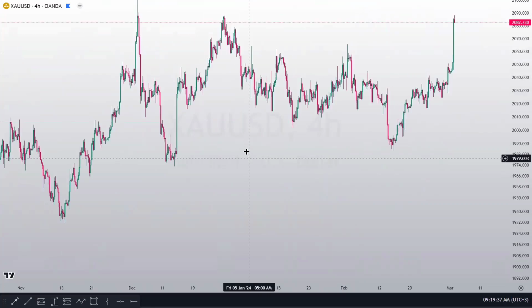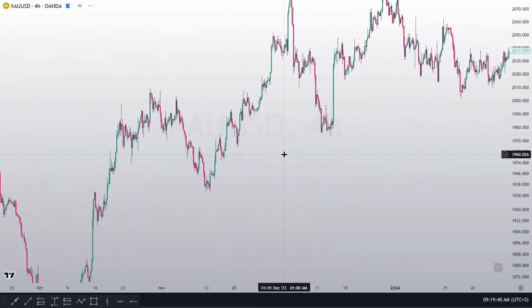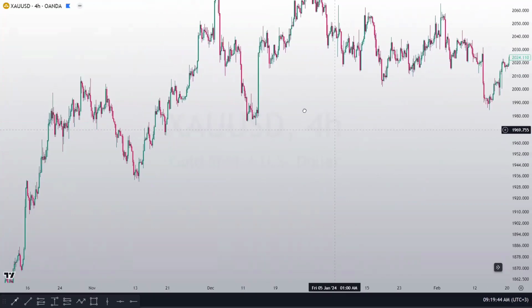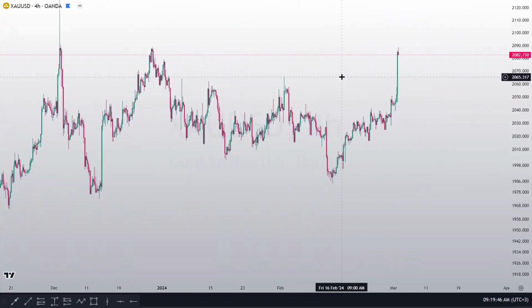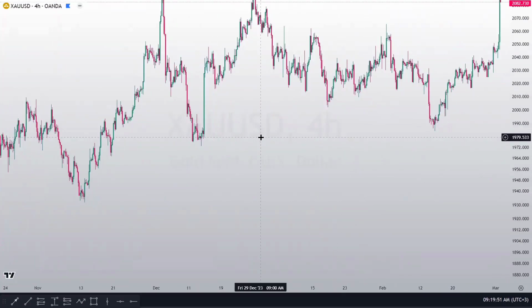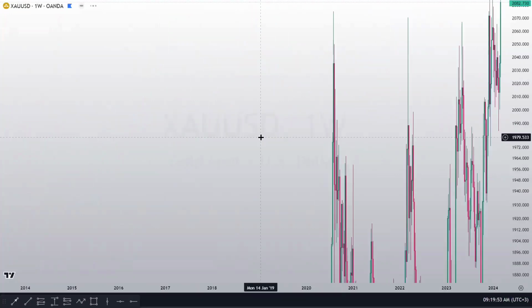Let's try to see what actually happened back in the days on different pairs. Let's try to look at various criteria that made some of the movements. And yeah, so starting with gold.